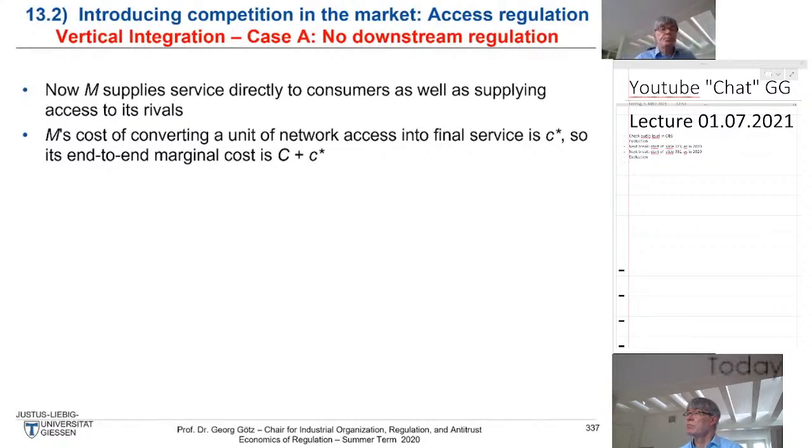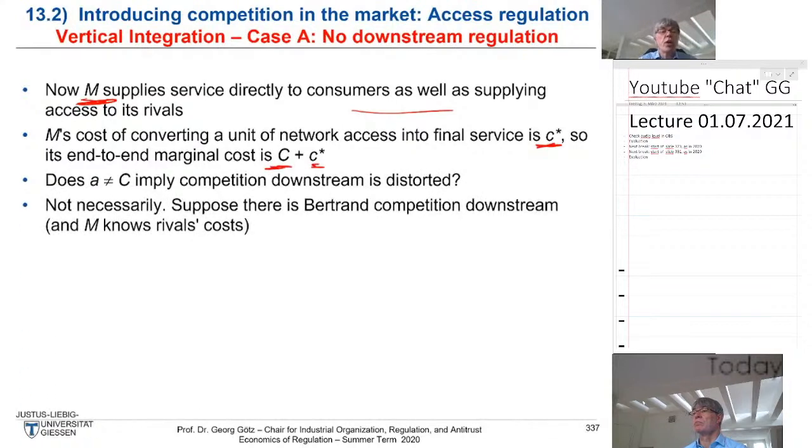Now M, our incumbent, can supply directly to the consumer as well as supplying access to its rival. Suppose M has downstream cost for the final service of c star, so its end-to-end marginal cost, the network costs plus the downstream cost, would be capital C plus small c star. And what does it mean if A is higher than C? Suppose the marginal network costs are 1 and A is set at 2. Would that distort downstream competition?